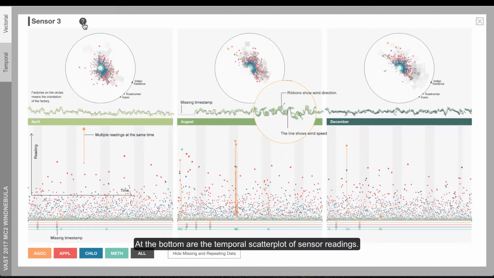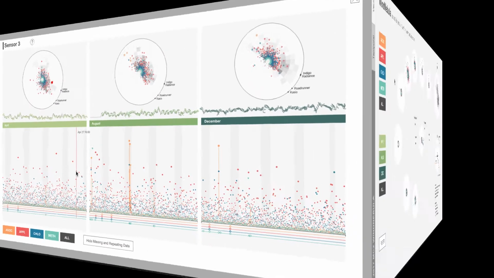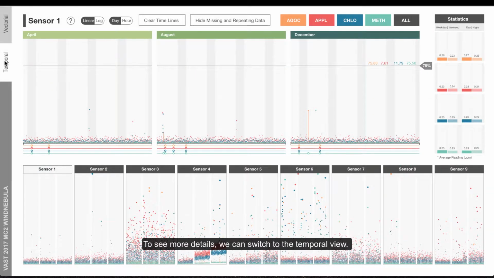At the bottom are the temporal scatter plots of sensor readings. The lines represent multiple readings at the same time, and the hollow circles represent the missing data. While hovered, readings with the corresponding time moment from different plots will be highlighted for pattern seeking. To see more details, we can switch to the temporal view.